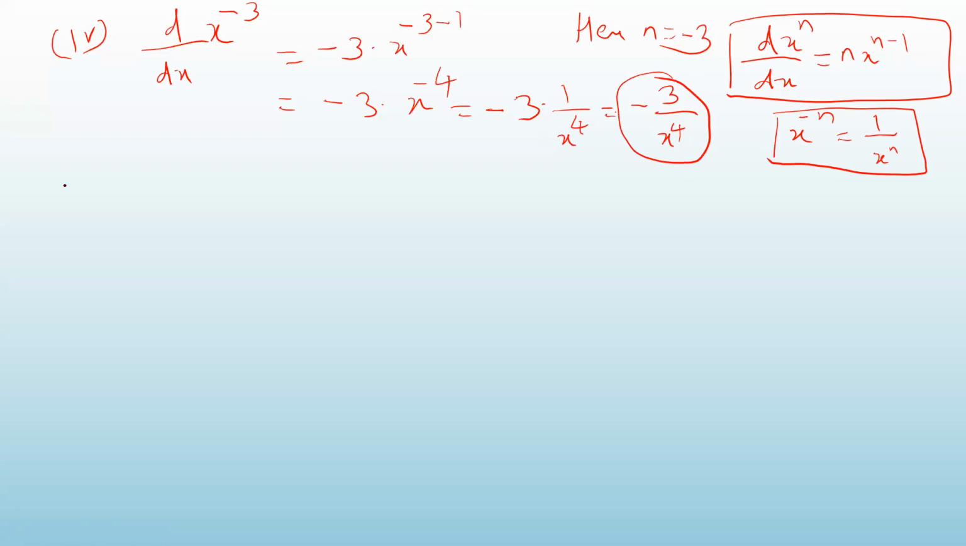Let us take the next problem. Derivative of x to the power 5 by 2. Look at here. In this problem, the power is a fraction. Okay, what is the value of n here? Here n is 5 by 2. Okay, so apply this formula. So it will be n, which is 5 by 2, into x to the power n minus 1. N is 5 by 2. So 5 by 2 minus 1.